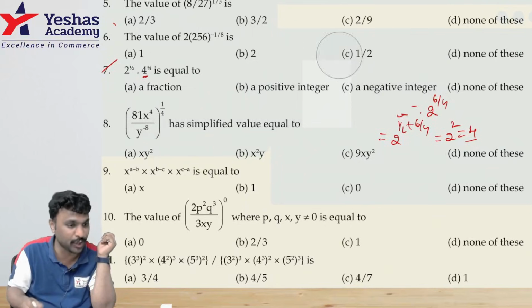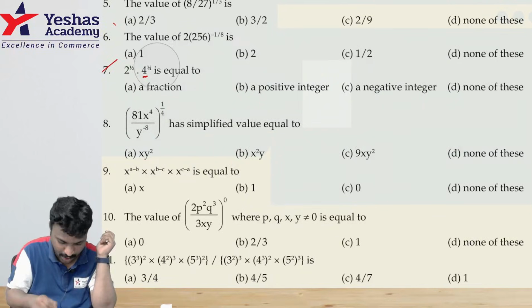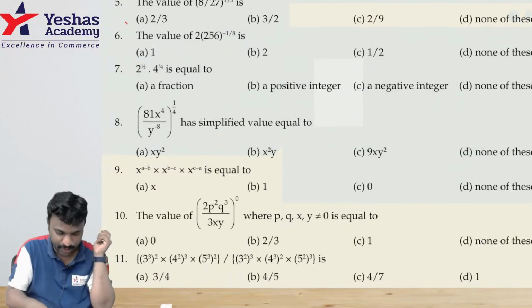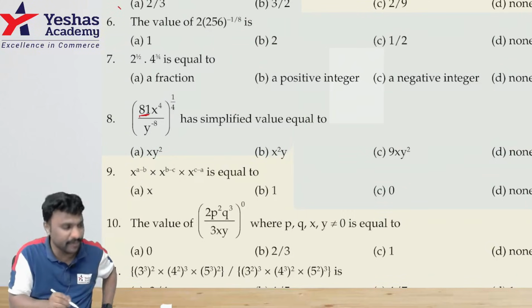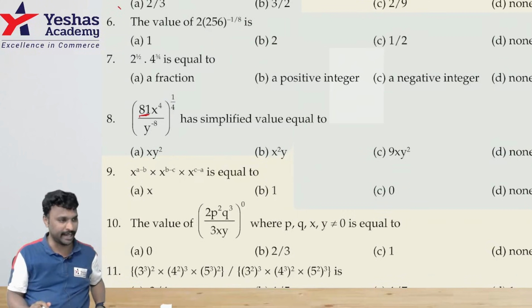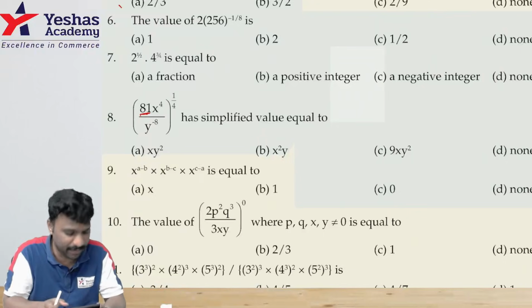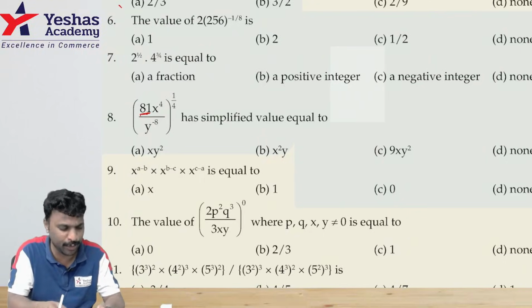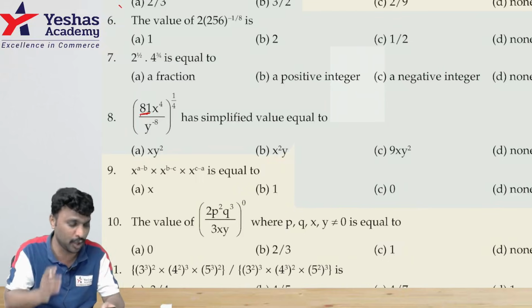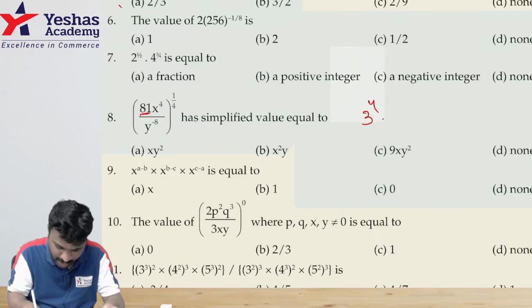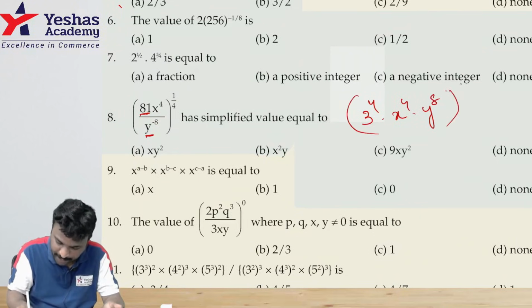Guys, moving on to the next question. Question number 8. So guys, what is it? First of all, 81, is it a prime number? No, definitely not. So I can write 81 as 3 power something. Type 3, press into, keep on pressing equal. Counter number is 5, actual power is 4. So 3 power 4, x power 4. Can I write this y power minus 8 as y power plus 8 in the numerator? Yes, I can always do that.